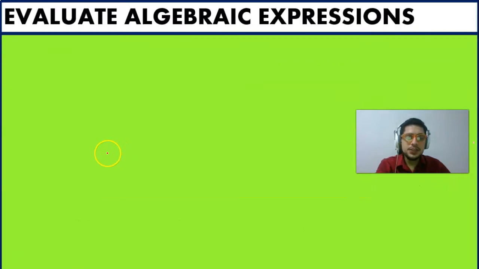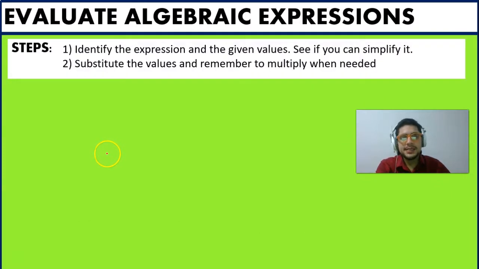So guys, the first thing that we have to remember is that whenever we're going to evaluate an algebraic expression, we first have to identify the expression and the given values, and we can try to simplify it. After that, we're gonna substitute the values and remember to multiply when needed.